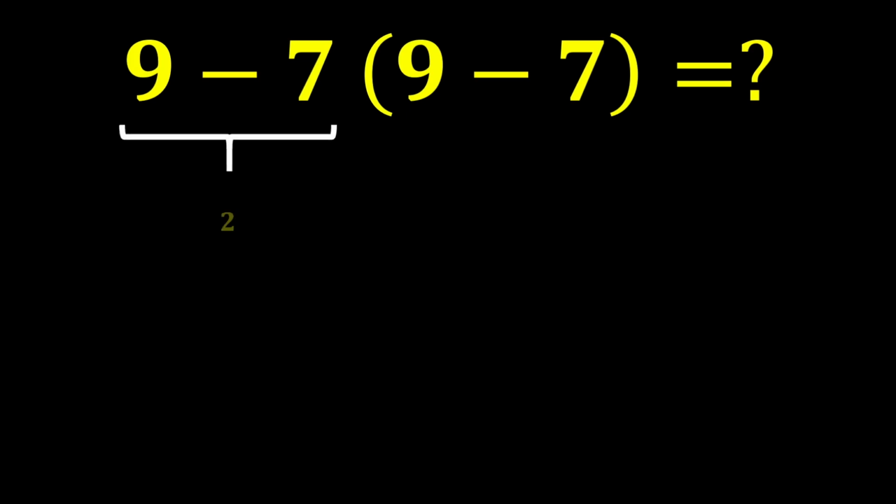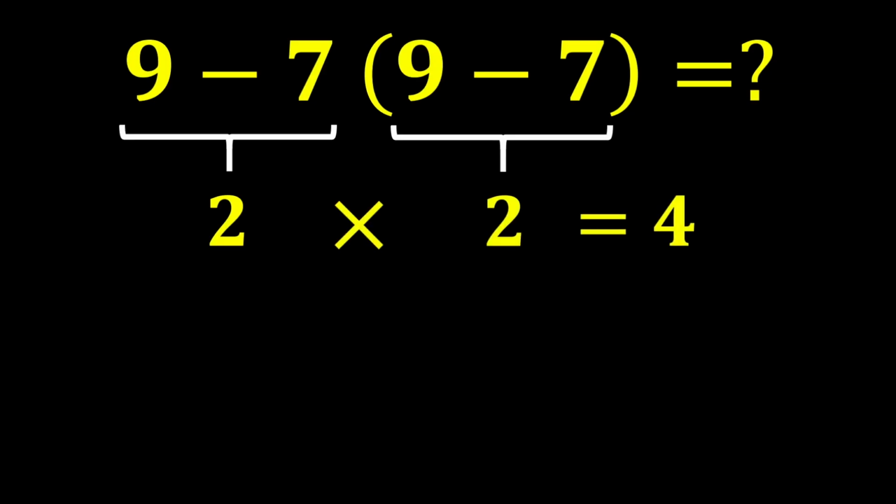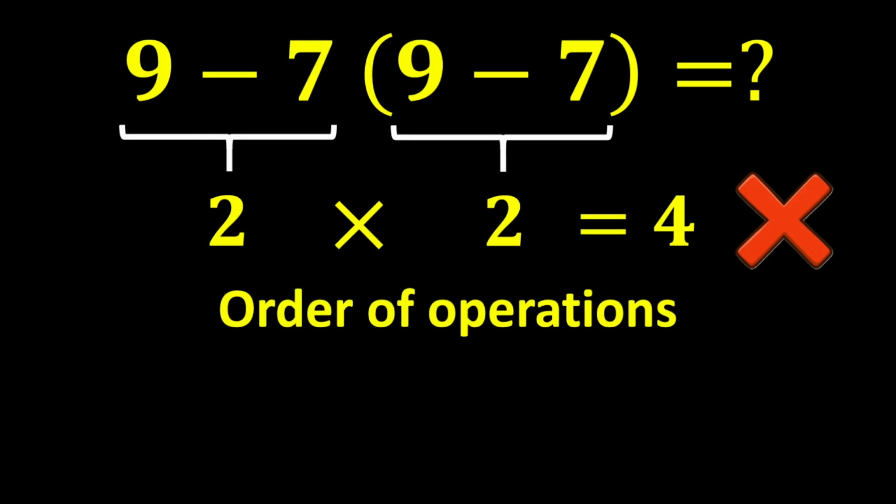9 minus 7 equals 2, and again, inside the parentheses, 9 minus 7 equals 2, in the end, 2 times 2 equals 4. But this answer is not correct, because we did not follow one of the most important rules in mathematics, called the order of operations.